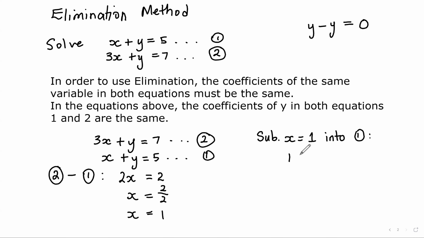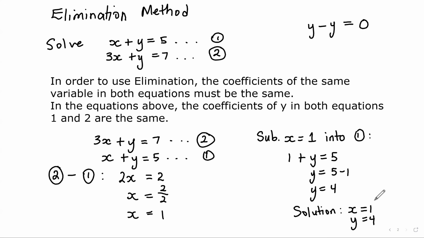So this would be 1 plus y is equal to 5. Well, I already know y is 4 because 1 plus 4 is 5. But anyway, by algebra, this would be y is equal to 5 take away 1. So y is equal to 4. And therefore, my solution to this pair of simultaneous equations would be x is equal to 1 and y is equal to 4.